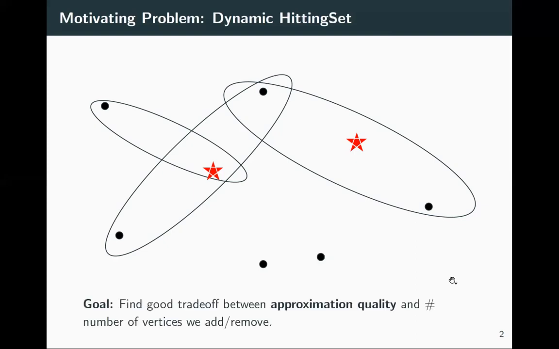So the goal here is to find a good trade-off between the approximation quality at every point in time, and also minimize the number of vertices that we add and remove at every time step. The second quantity, the number of vertices we add and remove, we'll refer to as recourse.